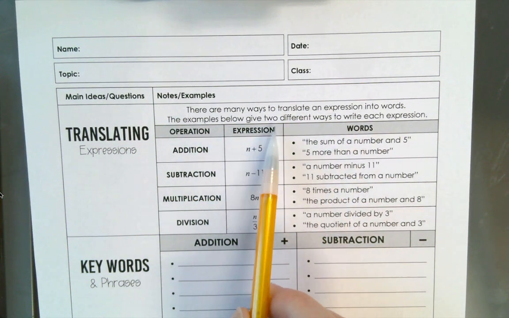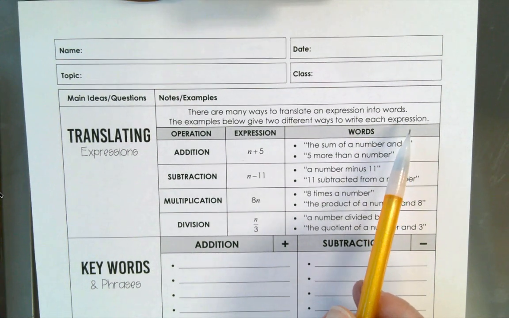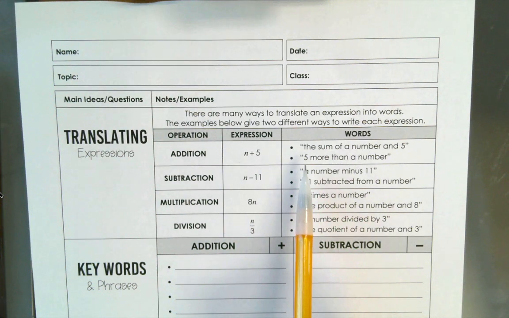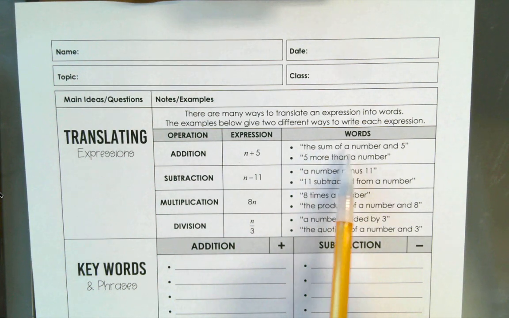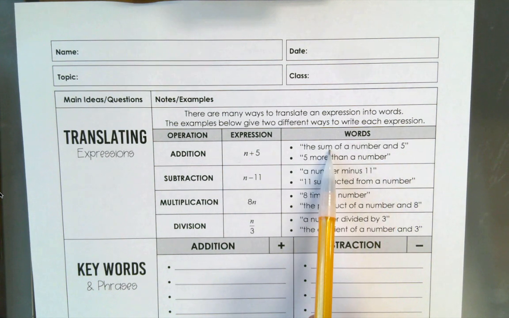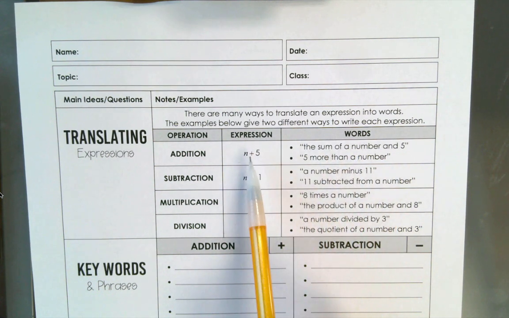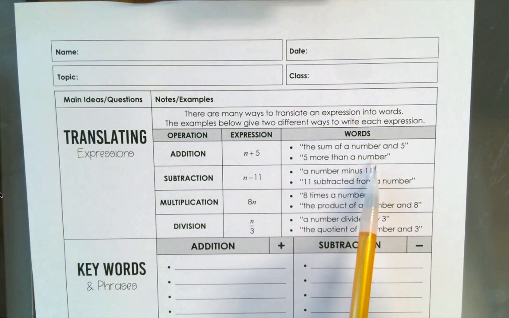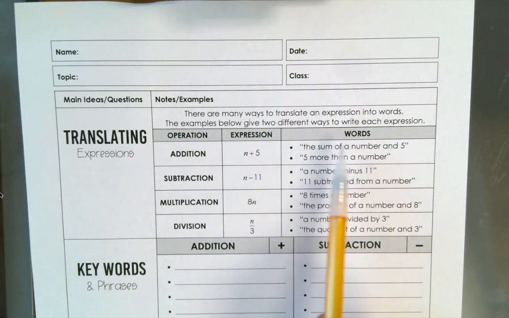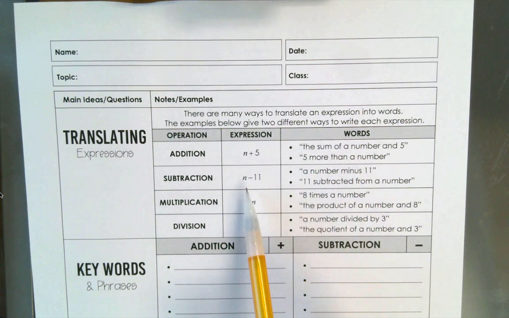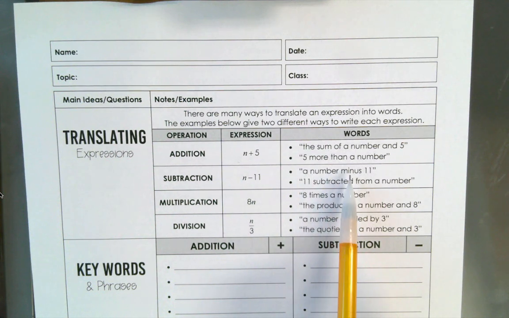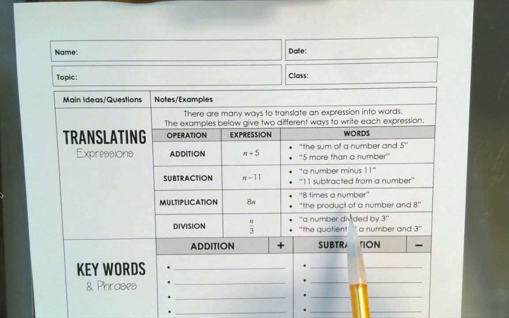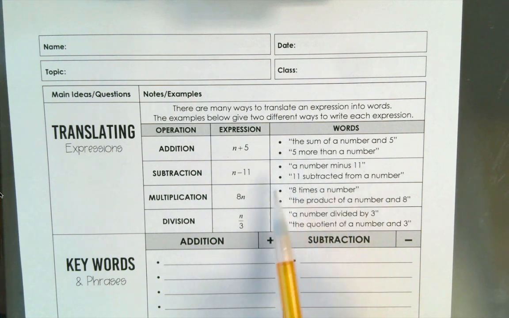The examples below give two different ways to write each expression. So addition, here's the expression. In words, though, you could say the sum of a number and 5, because sum means addition, right? And a number, our variable here, n, and 5, or 5 more than a number. So a number plus 5 more. Please be aware of that. Subtraction, n minus 11, a number minus 11, or 11 subtracted from a number. Okay, we will get into these opposites more.